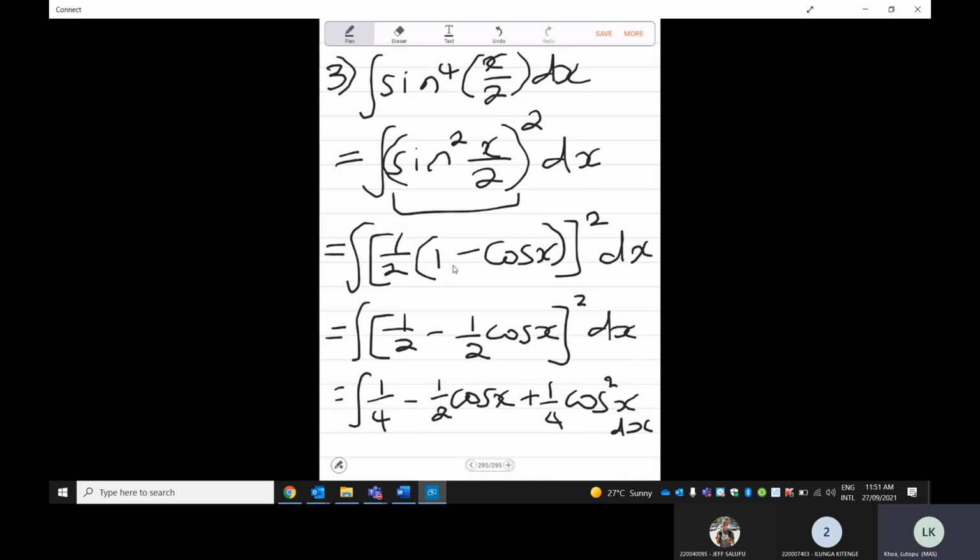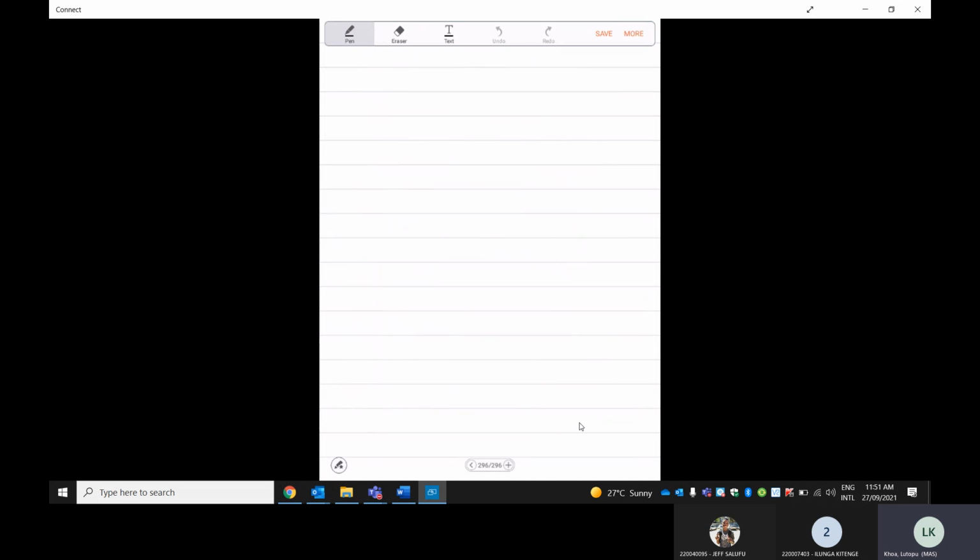So now all the parts that I have to integrate, the 1 over 4, easy to integrate, is just x over 4. The half cos x, easy to integrate because the integral of cos x is just sine x. And then cos squared of x, this one I have to rewrite again using the double angle identity. So what I have is this. So I have the 1 over 4.